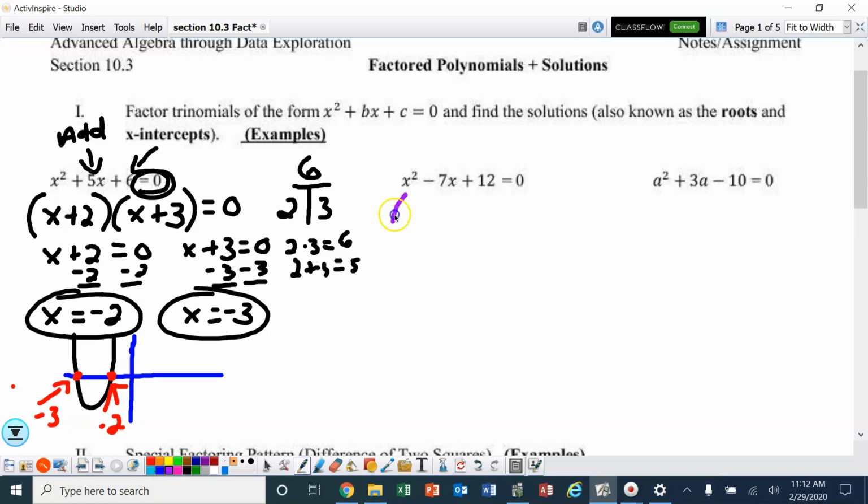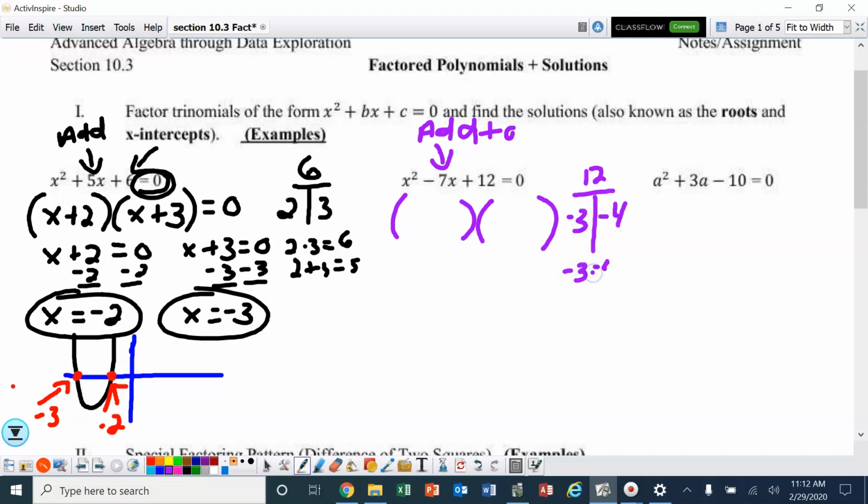Okay, the next one. Factors of 12 that will add to -7. Well, that would be -3 and -4. -3 times -4 is 12. -3 plus -4 is -7. So the factors are x minus 3 and x minus 4.